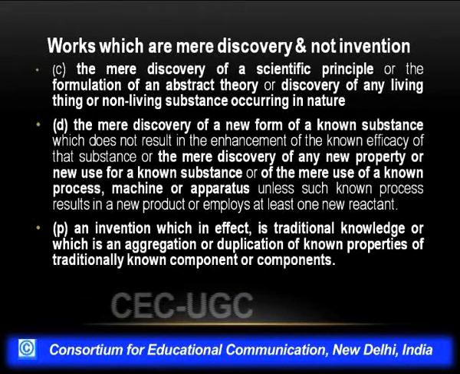What do I mean to say? I would like to draw your attention to this point, as it is very important. It reads: an invention which in effect is a traditional knowledge. What I am reading and interpreting from this clause is a scope of giving patent protection to traditional knowledge if that particular invention in effect is not a traditional knowledge, but it involves something of traditional knowledge.